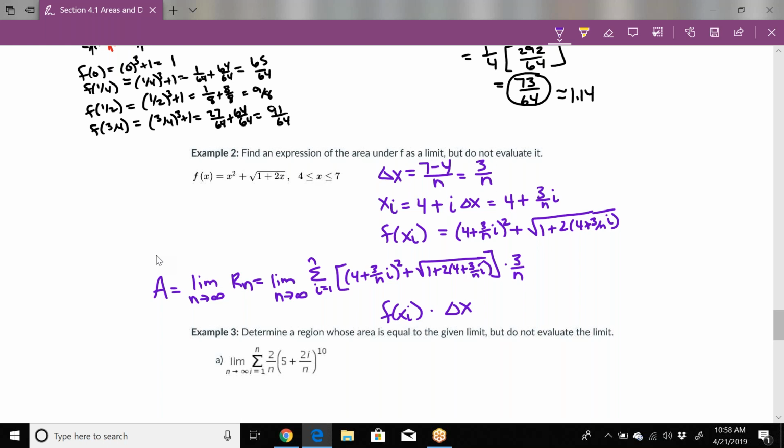And then the area is equal to the limit as n approaches infinity of R sub n, which means as the number of rectangles approaches infinity, using right endpoints, it is the limit as n approaches infinity of the summation i equals 1 to n of our function at x sub i times our delta x. All right, and that's it.